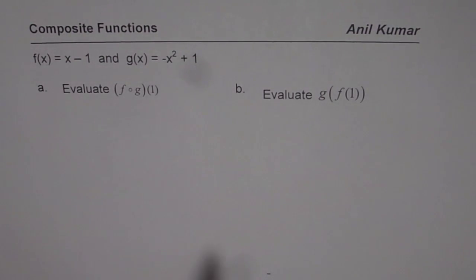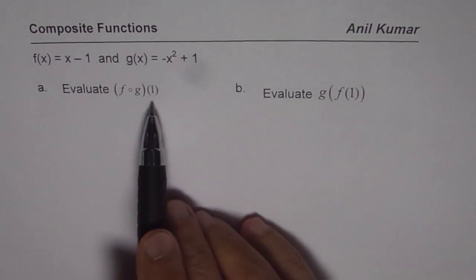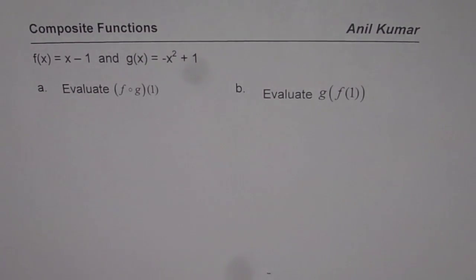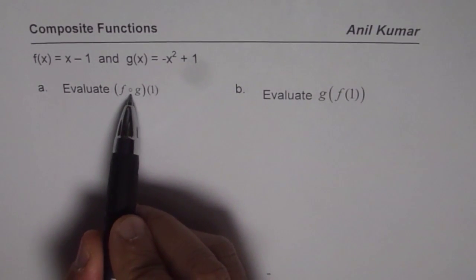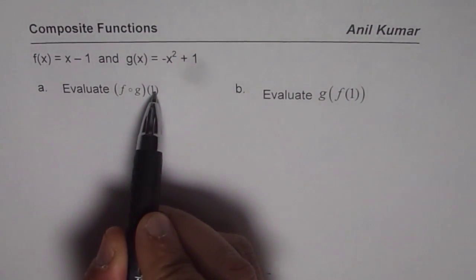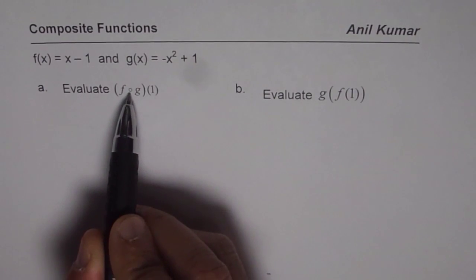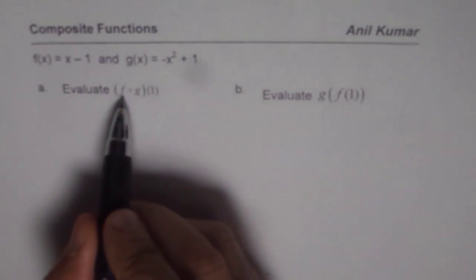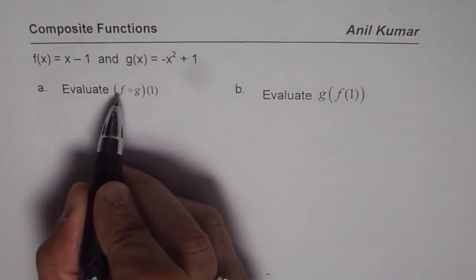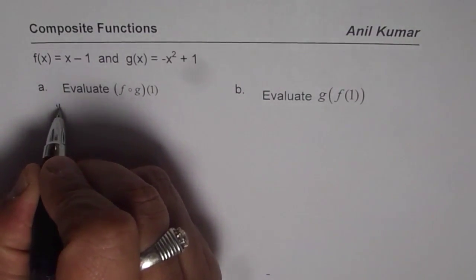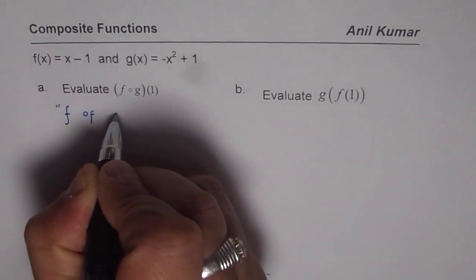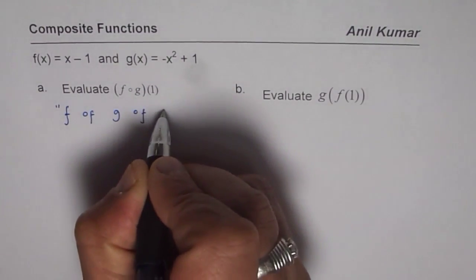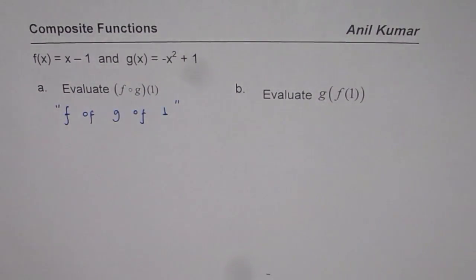As you can see, I have written the composite function in two different ways. Both are correct ways of writing a composite function, and you read them as f of g of 1. This is not f times g. This small dot or circle represents "function of," so that makes it a composite function. So it is f of g, and we read it like this: f of g of 1. That is how you're going to read it.